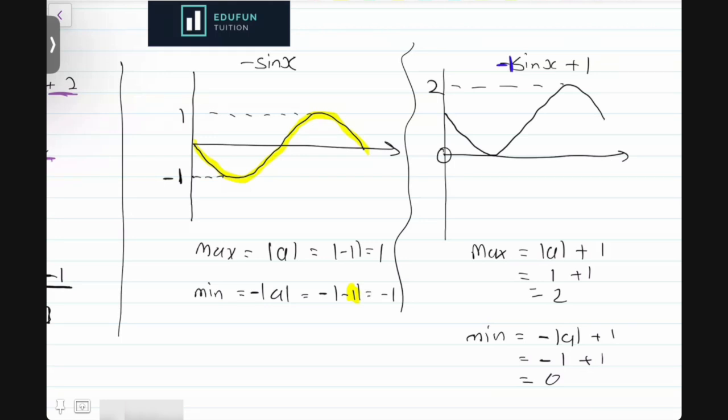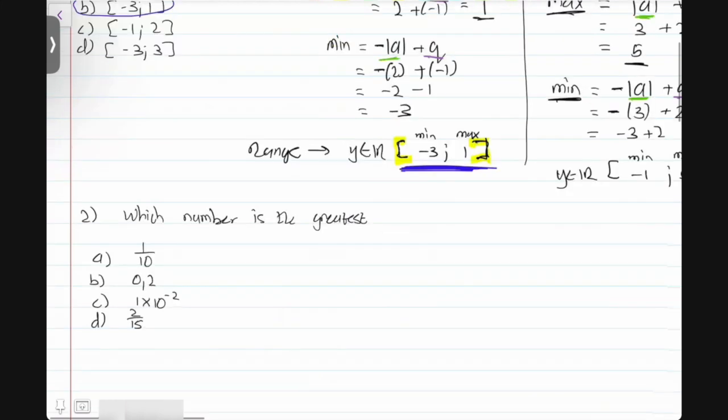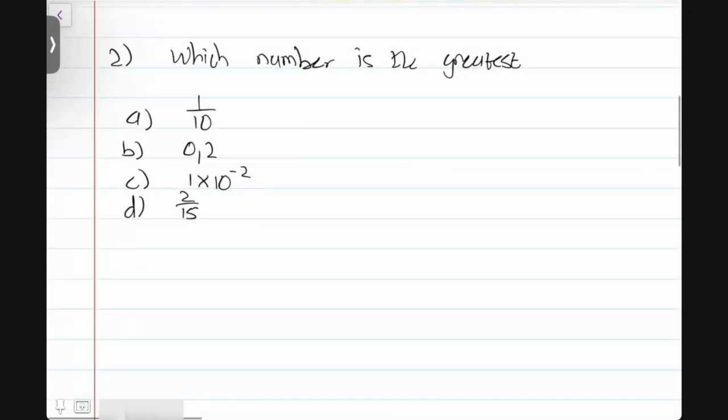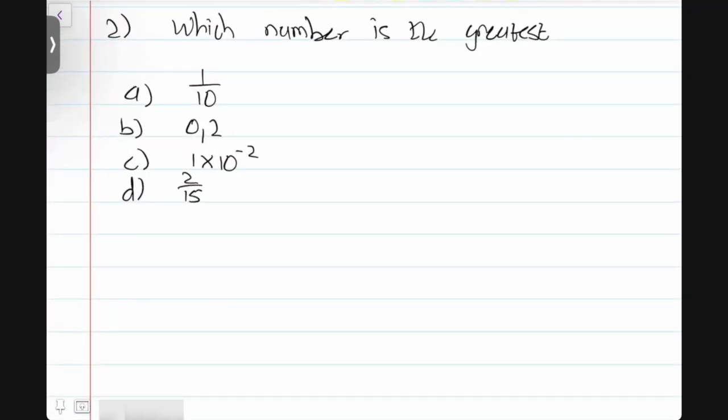All right, brilliant. Okay, now going on to the next question. The next question is, which number is the greatest? Unfortunately, this is one of those silly questions. To do this, obviously everything in NBT is without the use of a calculator. Please remember that every single thing in NBT is without the use of a calculator. So which number is the greatest here?